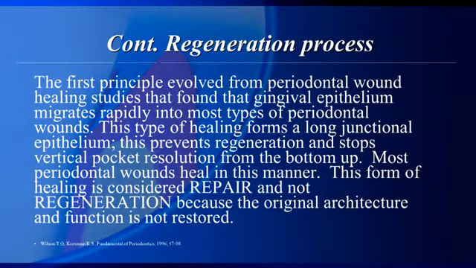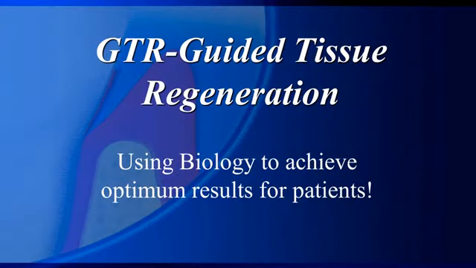To continue the regeneration process, the first principle evolved from periodontal wound healing studies that found that gingival tissues migrate rapidly into most types of periodontal wounds. This type of healing forms a long junctional epithelium. This prevents regeneration and stops vertical pocket resolution from the bottom up. Most periodontal wounds heal in this manner. This form of healing is considered repair and not regeneration because the original architecture and function is not restored. And that's what we found with traditional perio cases. So, GTR, guided tissue regeneration, is using biology to achieve optimum results for our patients.